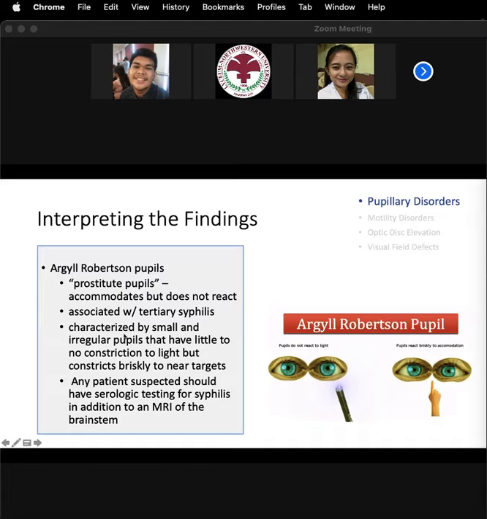So for Argyll-Robertson pupils, it is characterized by small, irregular pupils that have little to no constriction to light and constrict briskly to near targets. Any patient with Argyll-Robertson pupils or an Adie's tonic pupil should have an MRI and should be tested for syphilis kasi they have association with neurosyphilis.